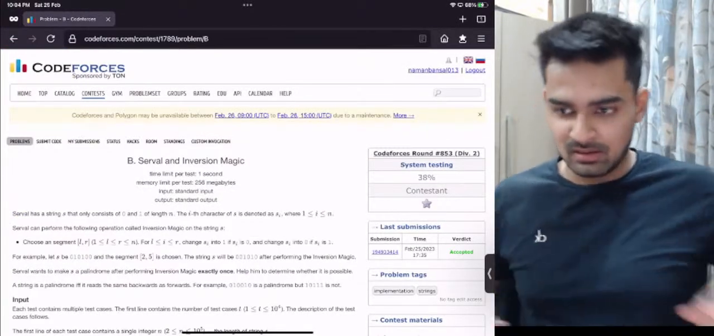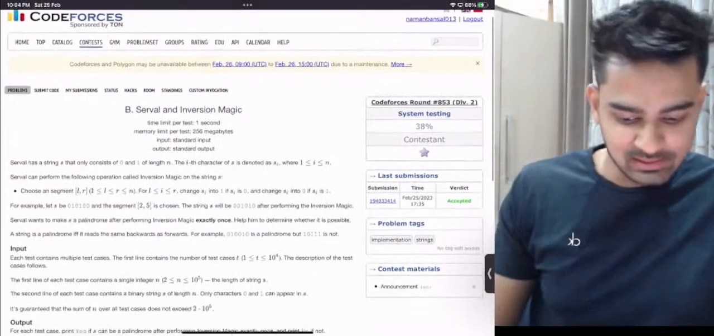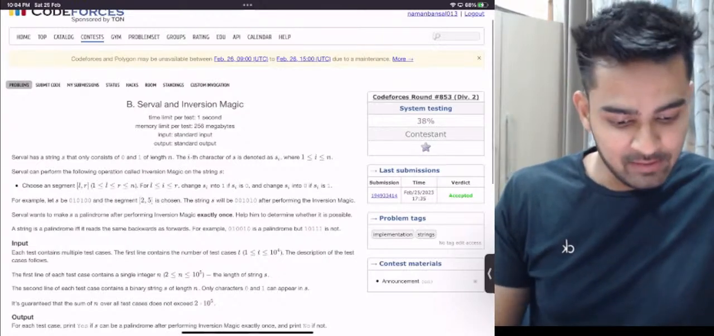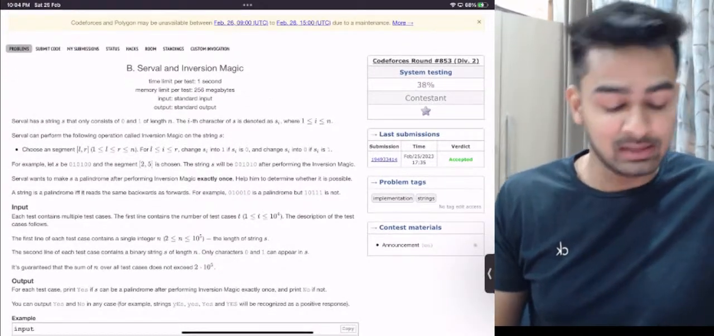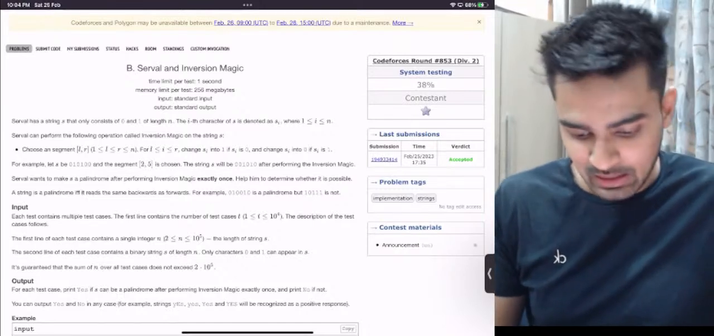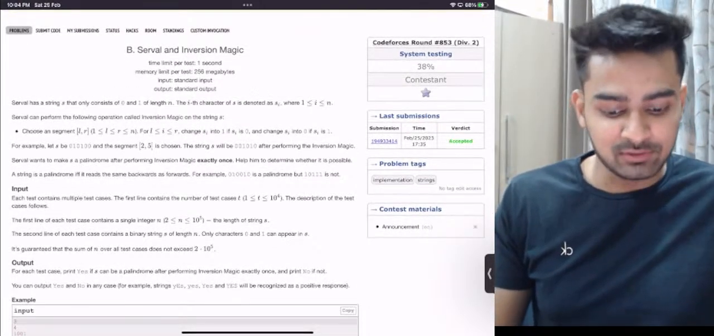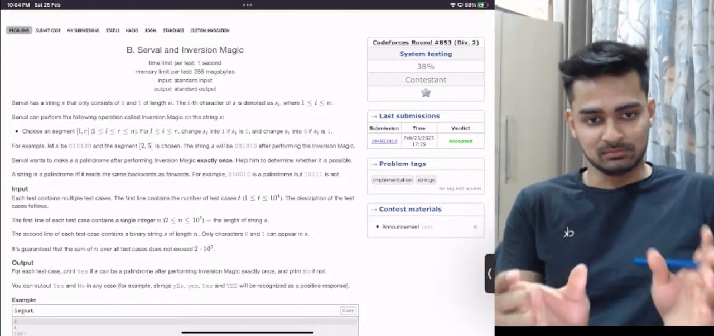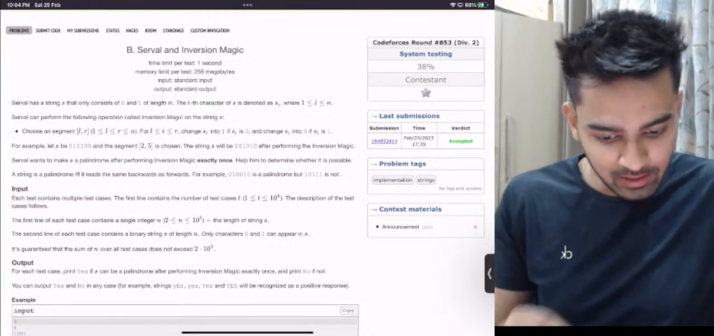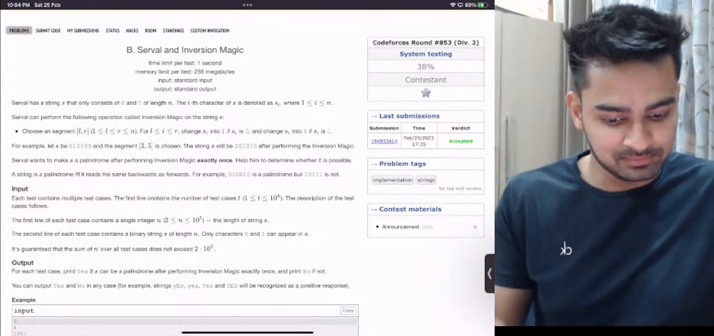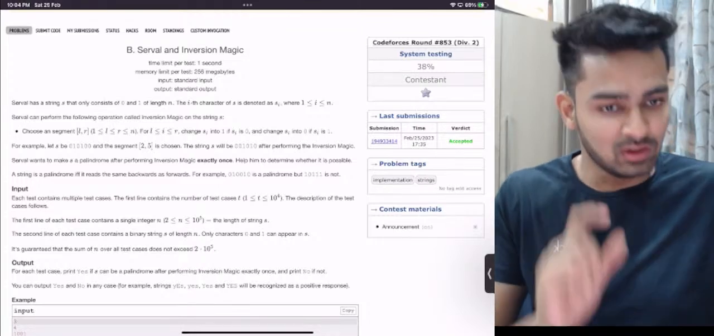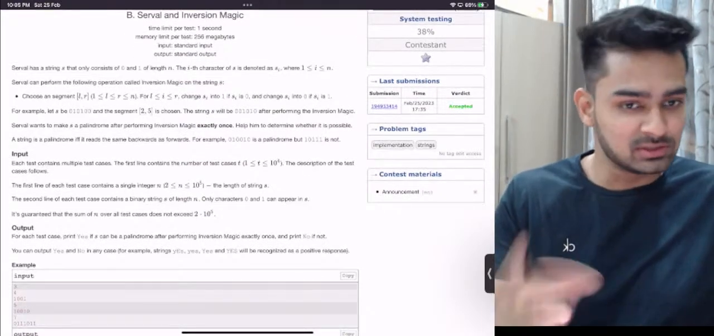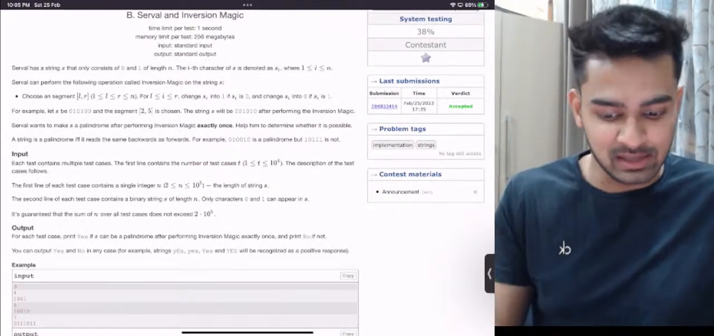All right, so problem 2. Serval has a string S that only consists of 0 and 1 of length n. The ith character of S is denoted as Si, where 1 is less than or equal to i, less than or equal to n. Serval can perform the following operation called inversion magic on the string. Choose a segment LR, where L and R both are from 1 to n. Now, change Si from 1 to 0 if it was 1, or from 0 to 1 if it was 0. So we can perform this inversion once on any subsegment of this array.